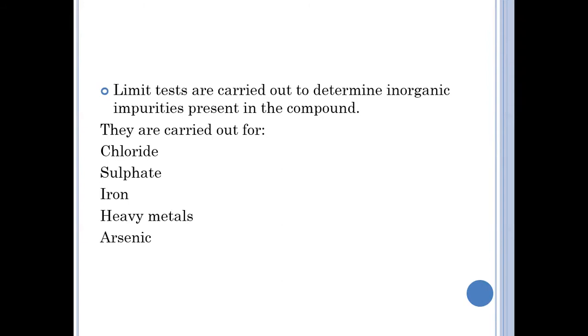These are carried out to determine inorganic impurities present in the compound. So, some of the examples of inorganic impurities are chloride, sulfate, iron, heavy metals, arsenic. All of them have different principles. Different reagents are used in all the limit tests. For example, in chloride, the reagent which is employed is silver nitrate, and at the end of the limit test, turbidity is developed.